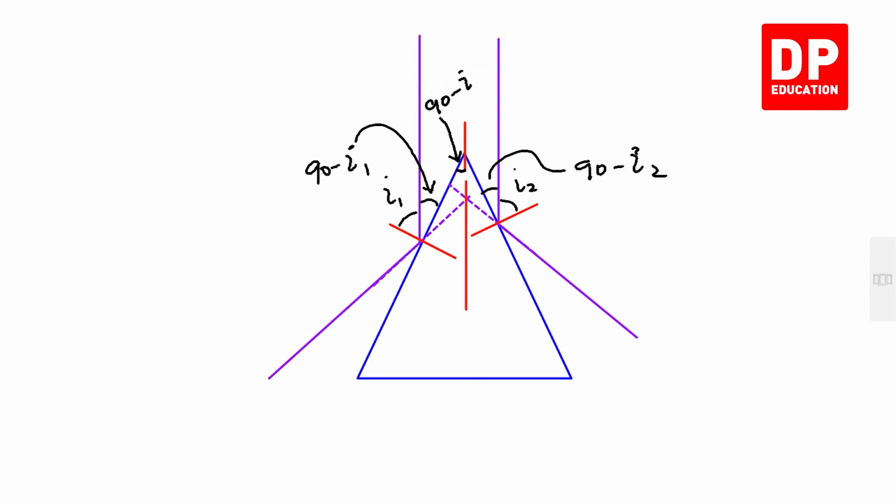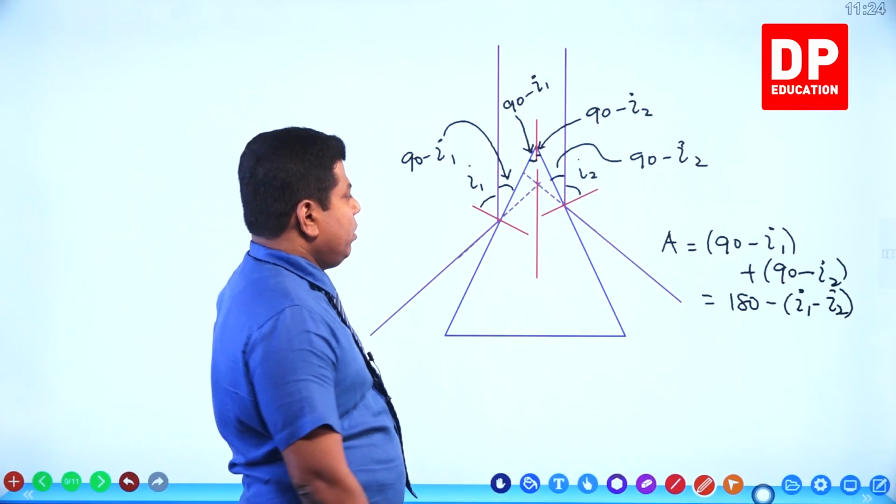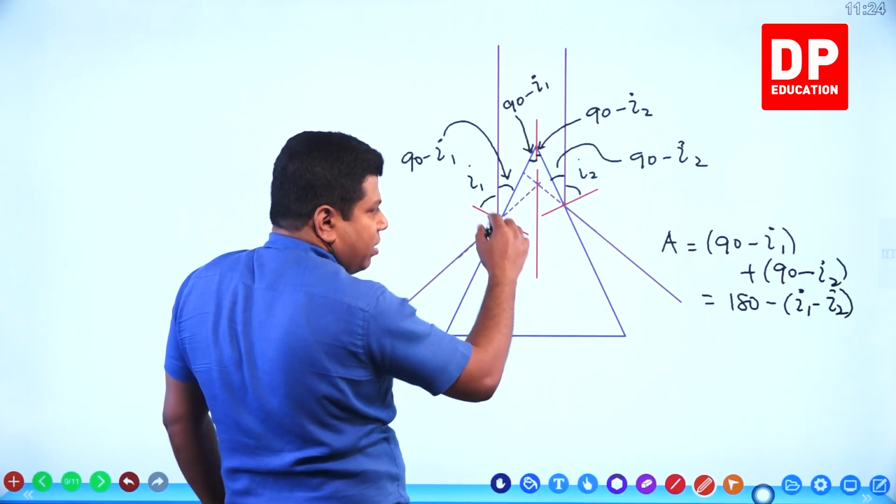Similarly, the other angle has to be 90 minus I2, because if this is 90 minus I2, this has to be 90 minus I2. From this I can say A equals 90 minus I1 plus 90 minus I2, that is 180 minus I1 minus I2. That's A. Now let's measure this angle.